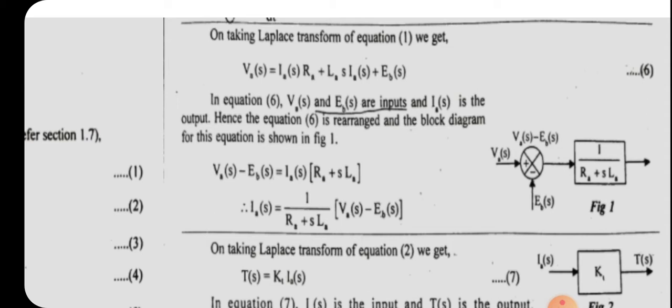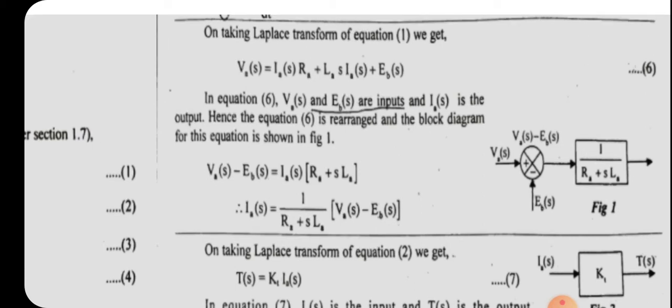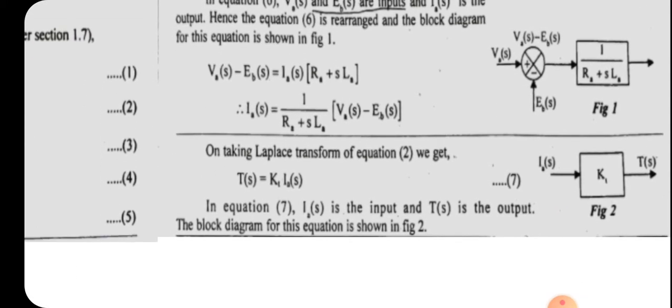At the output of the summing point we will get VA of S minus EB of S. So we first draw the summing point with VA of S and EB of S as inputs, and the output will be VA of S minus EB of S. Next that quantity is multiplied by 1 by RA plus S into LA, so the first block contains the term 1 by RA plus S LA. Next we will take the Laplace transform of the second equation, T of S equals KT into IA of S.